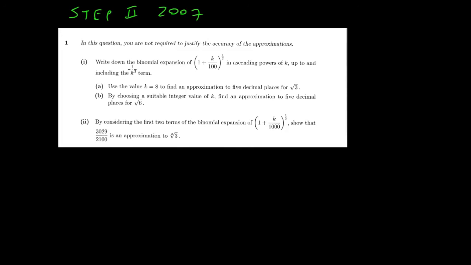We have STEP 2, 2007, question 1, which is a binomial expansion question. Just using that identity, which is in your formula booklet, and you really should know off by heart at this stage: x squared over 2 factorial, and so on. That is the expansion of (1 + x) to the power of n. So you should be using that.